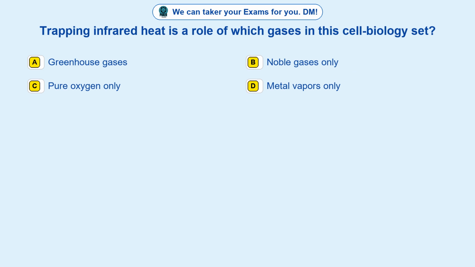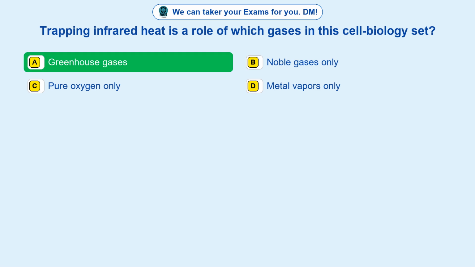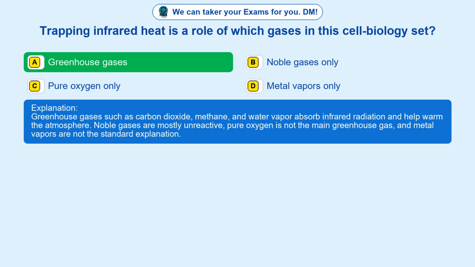Question 88. Trapping infrared heat is a role of which gases in this cell biology set? Option A, greenhouse gases. Option B, noble gases only. Option C, pure oxygen only. Option D, metal vapors only. The correct answer is option A. Greenhouse gases. Greenhouse gases such as carbon dioxide, methane, and water vapor absorb infrared radiation and help warm the atmosphere. Noble gases are mostly unreactive, pure oxygen is not the main greenhouse gas, and metal vapors are not the standard explanation.